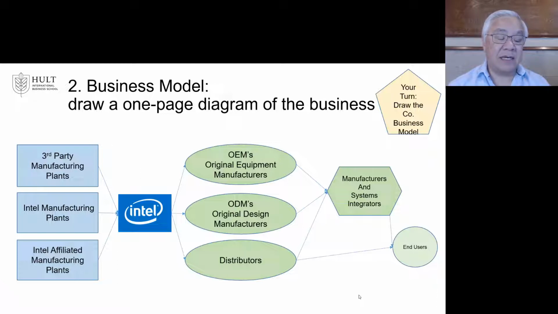And there are some Intel-affiliated manufacturing plants. So these are where there might be a partial interest of Intel. So it's a combination of wholly owned, partially owned, or not owned plants where Intel gets their products. Now that Intel has the products, what do they do with the products?